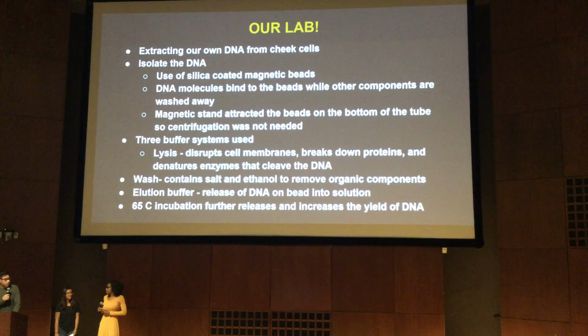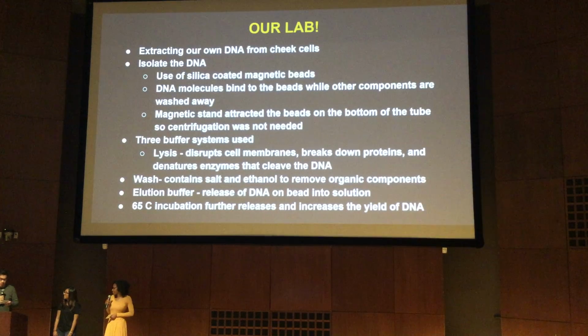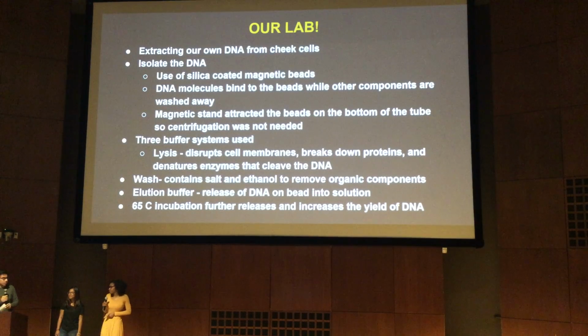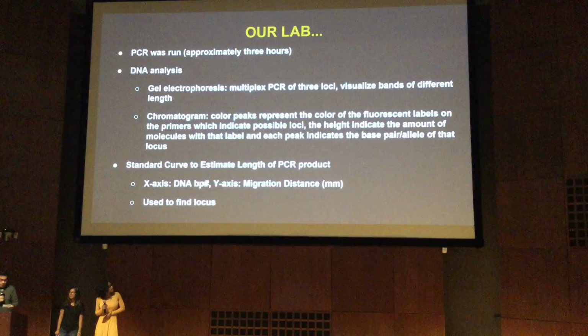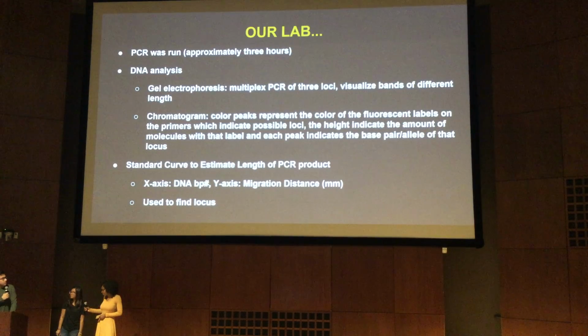So in our lab, after the DNA extraction, a PCR was run. We examined our PCR results using gel electrophoresis and the chromatogram. The gel electrophoresis was used to determine our DNA strand length, and the chromatogram was used as a visual representation of the DNA. We used this to calculate our own genetic profile frequency. We used a standard curve to estimate the length of the PCR product, and by knowing the base pairs and migration distances and the relationship between them, we were able to find the locus.